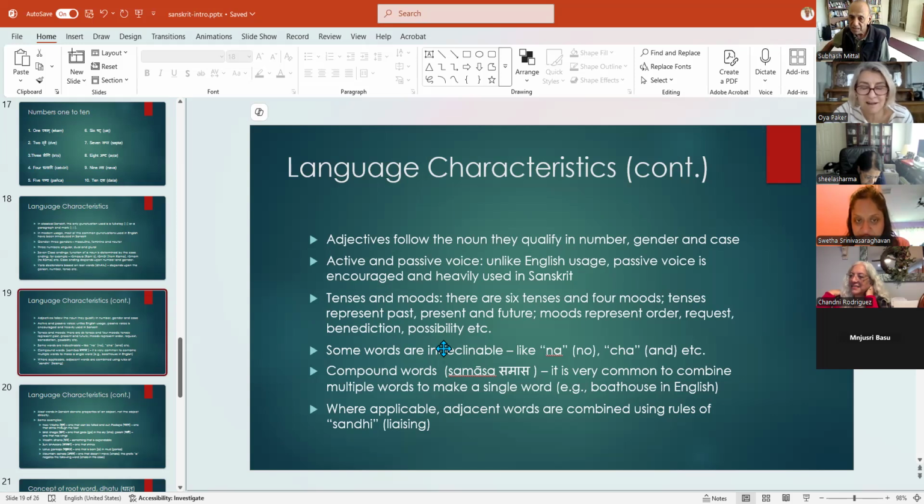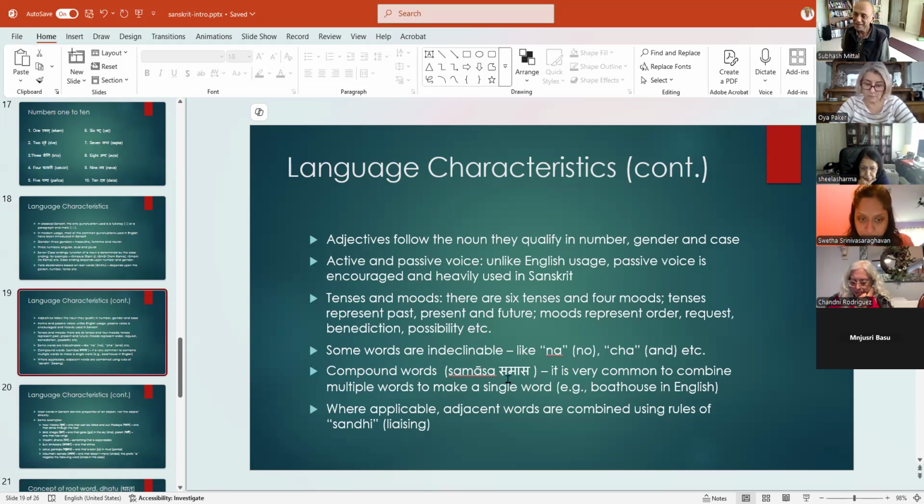Okay, and then there are tenses and modes and all. Again, we don't want to go into all that because this is more grammatical. But there are some words which are non-declinable. They never change. Na, cha, and there's a whole list of non-declinable words. And there are other rules of grammar which will combine words together. Some are based on the sound, which are called sandhi. Others are based on the vibhakti and all that, which is called samasa.